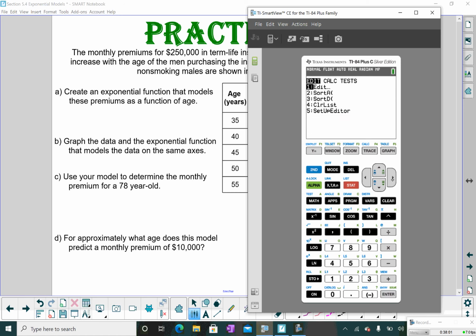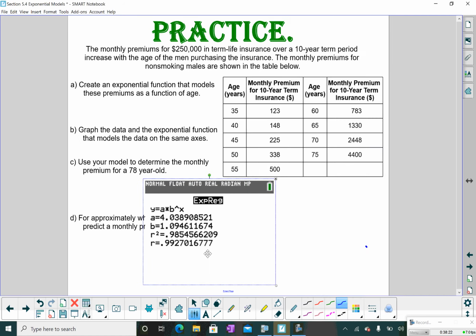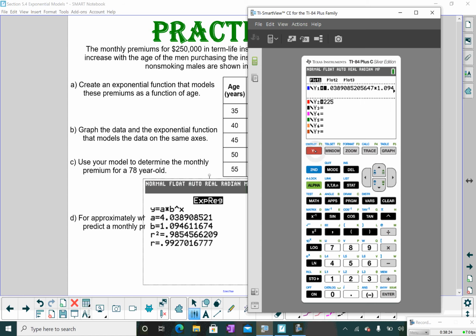Stat, calculate, and we're going to go down to option 0. I'm going to store it, Vars, Y-Vars, Function, Y1, and calculate. Okay, let's drag that down. And then I'm also going to need the graph, so let's do that in the calculator while we're there. Y equals, clear out that other one I didn't need earlier, plots on, make sure you remember to hit zoom 9. And there is my sketch of the data.